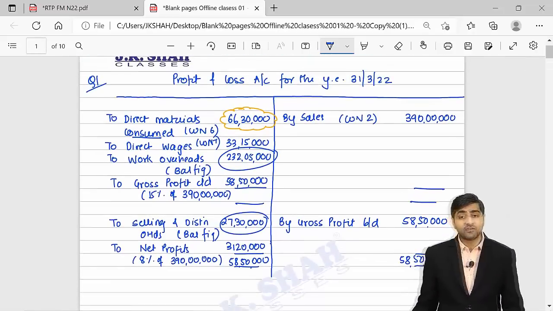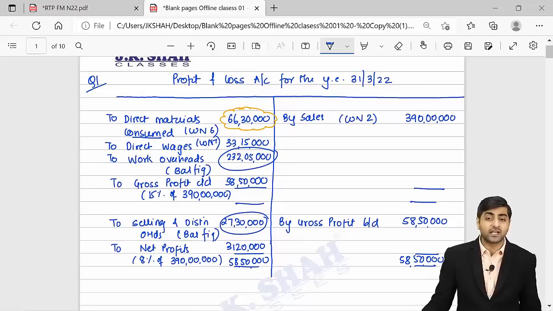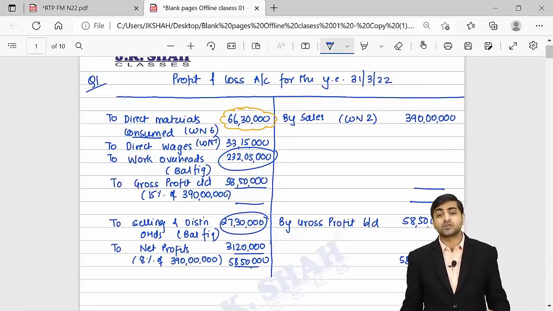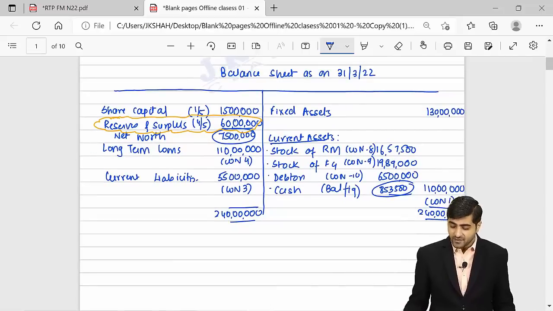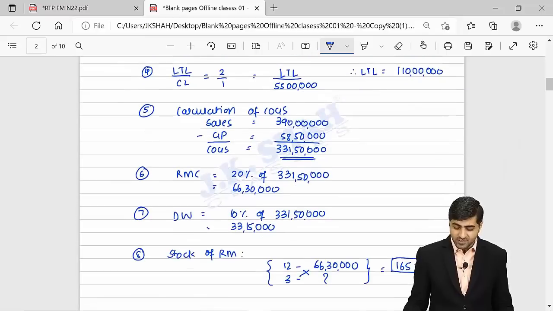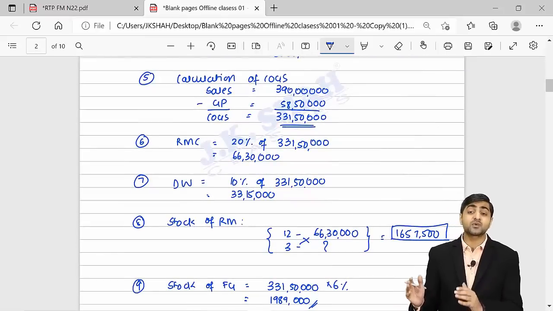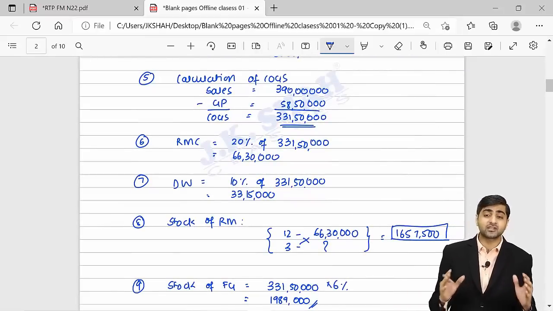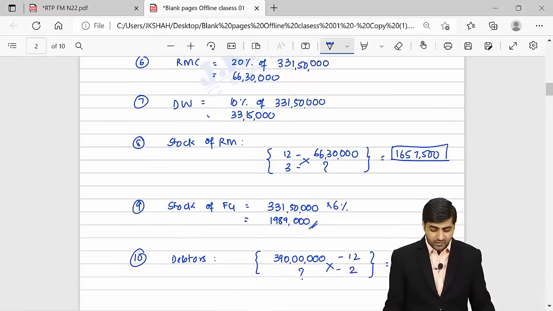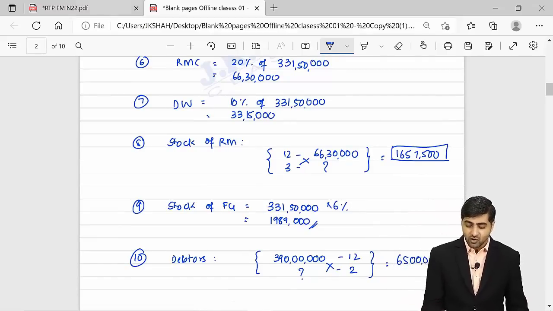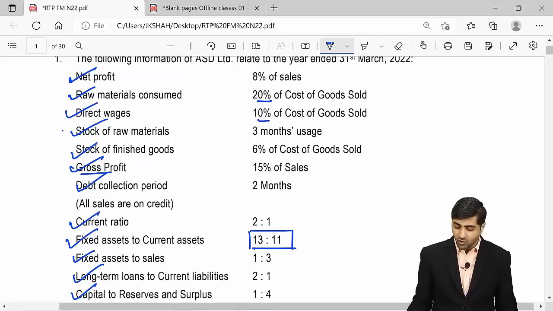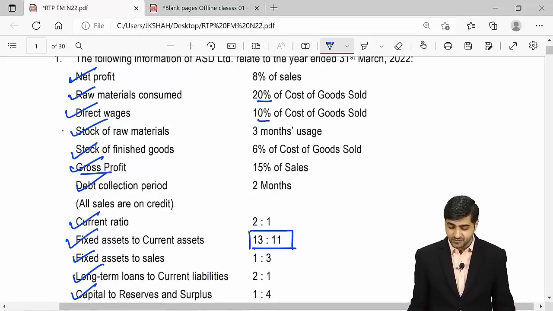So we have prepared your profit and loss account like this as per the format which was available. Then we prepared the balance sheet, and then we prepared 10 working notes based on the figures which were readily available, we started our ratio analysis with that. So guys, with this now you complete the revision of your first question of ratio analysis, and all the ratios are taken into consideration.